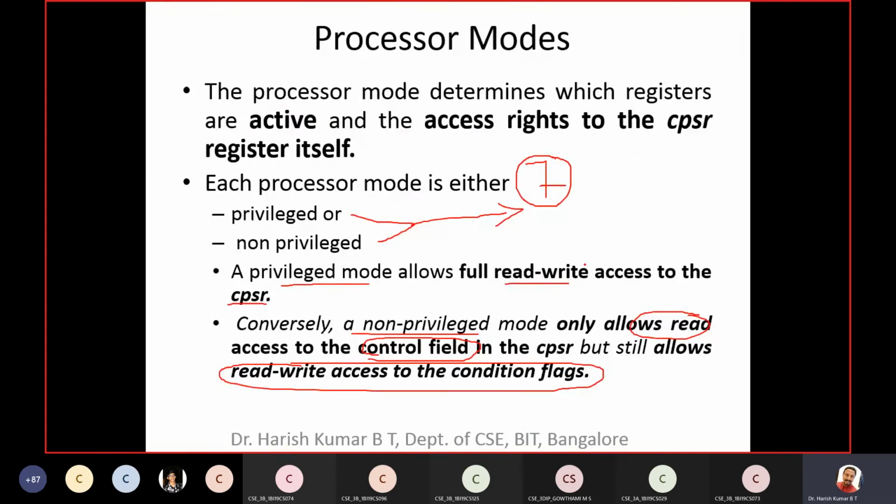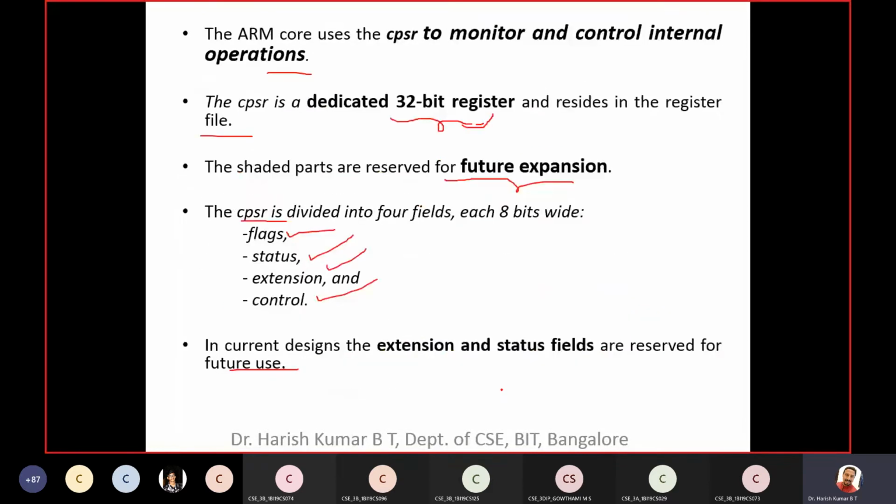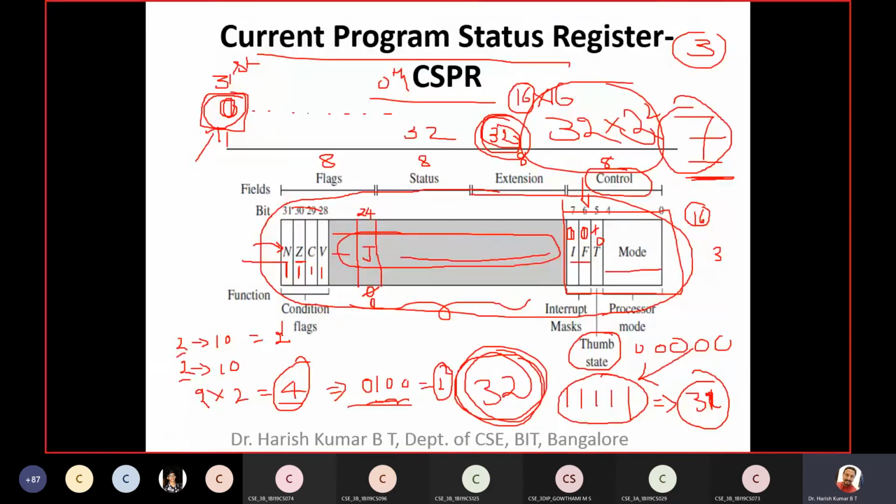Okay, but even in the non-privileged mode, you have access for reading and writing the conditional flags. So these flags can be read and they can be written also, even in the non-privileged mode. Hope you understood.